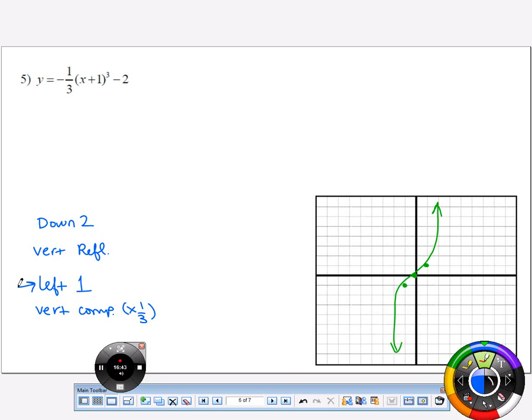Since there's no horizontal reflection, I can do the rest of the horizontal stuff. So the first thing I'm going to do is move everything to the left one. So my vertex will be here. The surrounding points will be one away and one up, one away and one down. Make sure I express the right curvature. Okay. So this is done.